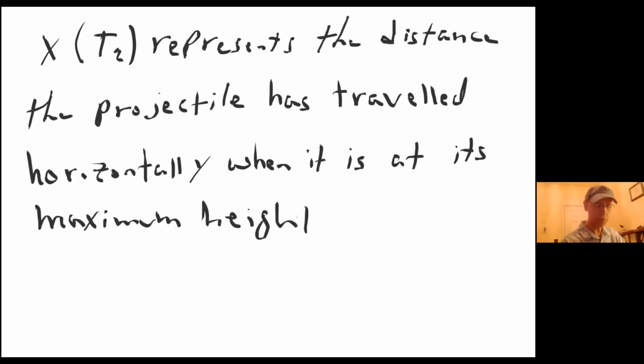Maximum height. Because notice that we took the derivative, we took dy/dt, and we set it equal to 0. And dy/dt has a perfectly horizontal tangent line at its maximum height.